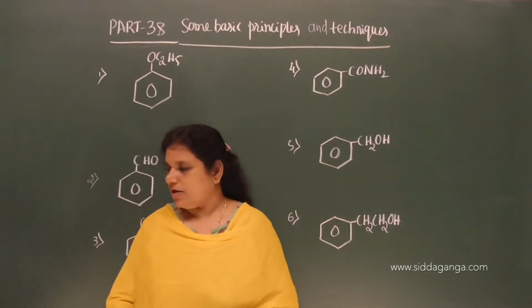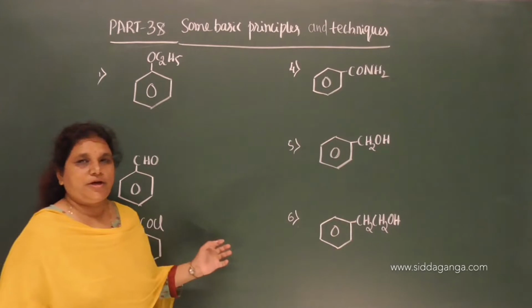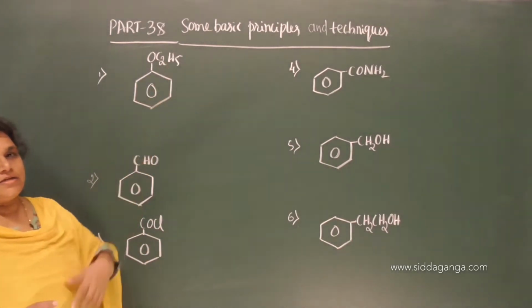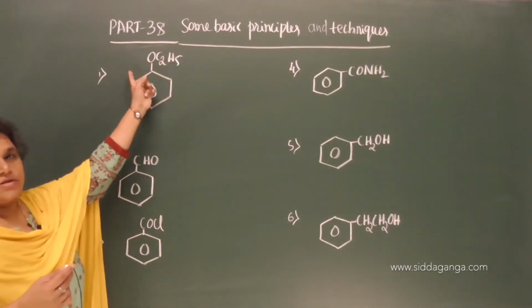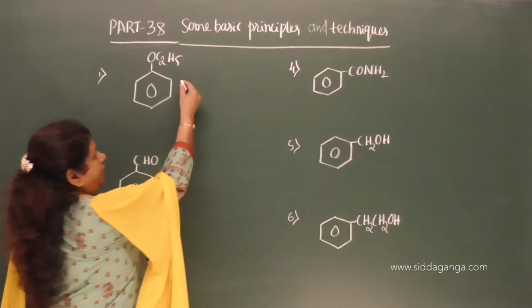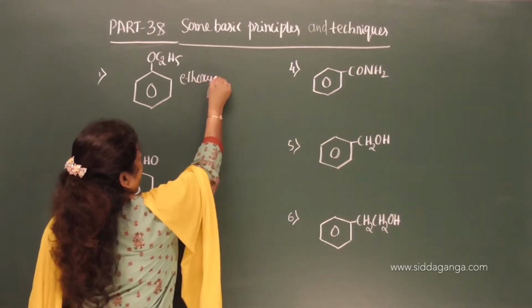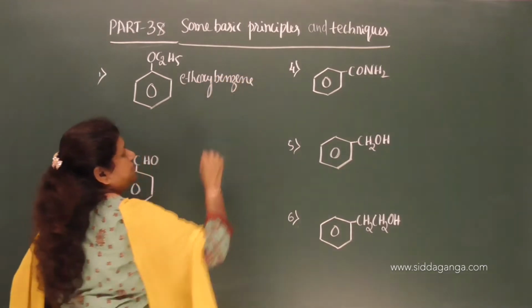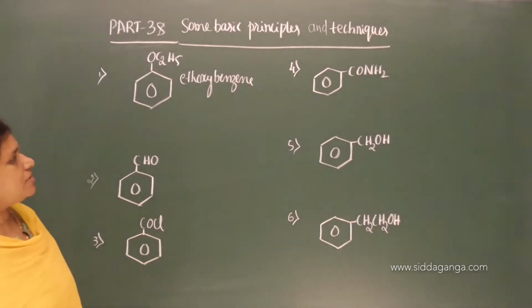So let us move on to the examples for naming monosubstituted benzene. Let us consider this benzene ring substituted with ethyl and O, that is ethoxy. So it is nothing but ethoxy benzene. Ethoxy benzene is the IUPAC name for this.